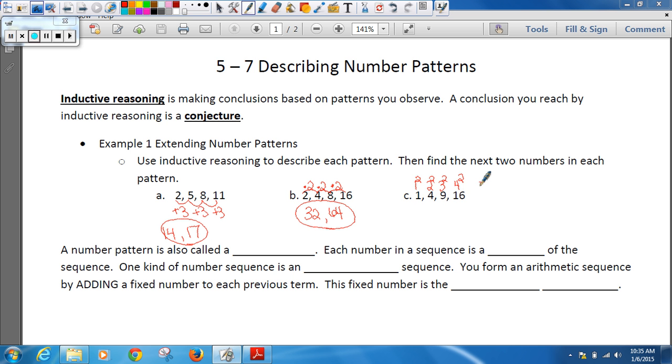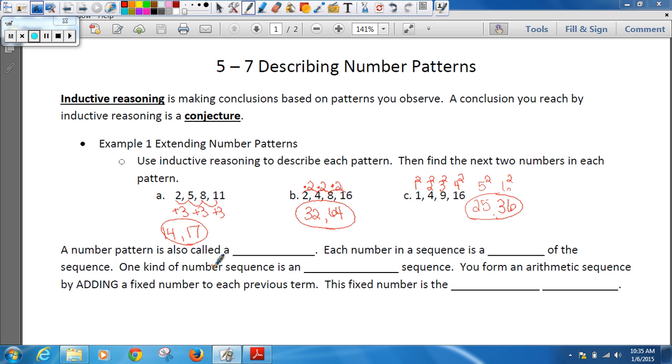So my fifth term is 5 squared, which is 25. My sixth term is 6 squared, which is 36. Oh, and why did I write 32? I hope I said 36. 6 squared is 36. So my next two numbers in the pattern, sorry about that, are 25 and 36.